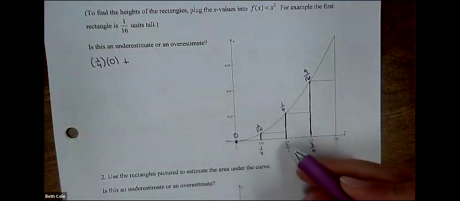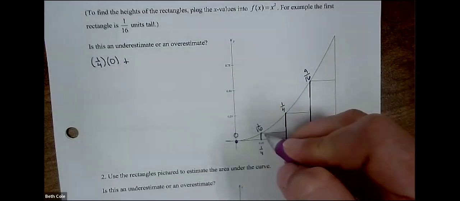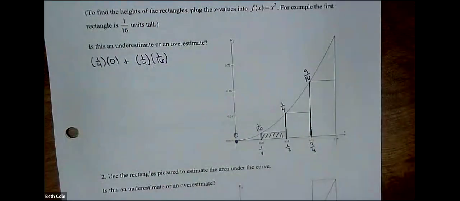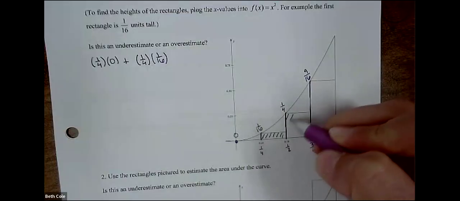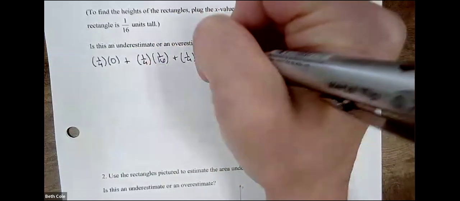Plus, now when you do the second one, again, the base is 1/4. They're all going to be 1/4. And the height is 1/16. That's going to give us this area. I like how visual this is. You can just see it really nicely. All right, and then to get the area of the next rectangle, it's going to be base times height.